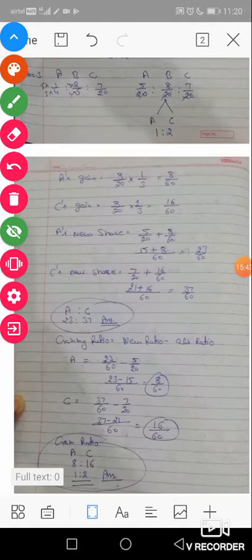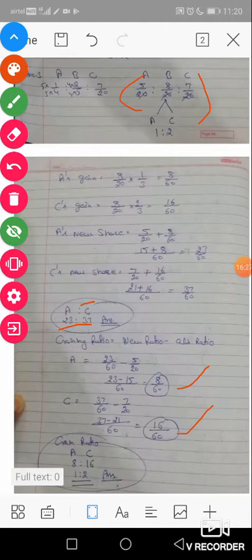So first of all, new ratio of A is 23 upon 60 minus old ratio 5 upon 20. So 23 upon 60 minus 5 upon 20 equal to 8 upon 60 after calculation. And in case of C, 37 upon 60 minus 7 upon 20, after calculation this is 16 upon 60. The 60 cancels. This is 8 is to 16, divided by 8, 8's table, and then 1 is to 2. So 1 is to 2 is the gaining ratio of A and C.